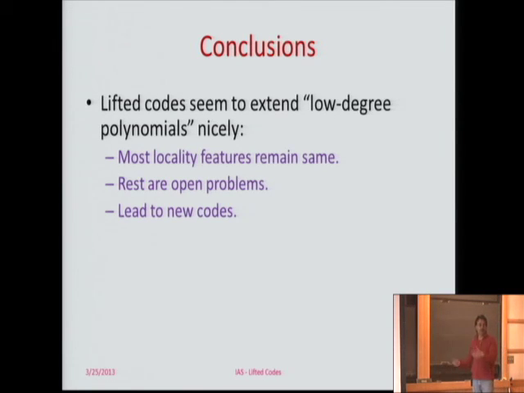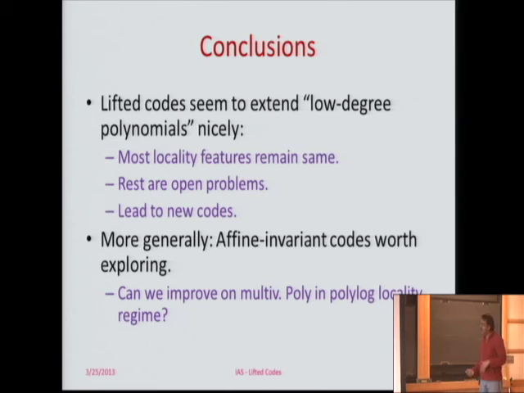It is not like we know that there is anything very significantly different about lifted things, and it leads to new codes. And in general there is a broader class of what I call affine invariant codes, invariant under affine transformations, which seem to possess a lot of the underlying structure of polynomials and the tools that come with it, and they seem to be very much worth exploring. In particular, maybe if you are lucky, we could get some improvement on multivariate polynomials in the polylog locality regime. We do not have linear sized codes with such locality. Maybe this is a place to look for them. Okay. All right, thanks.